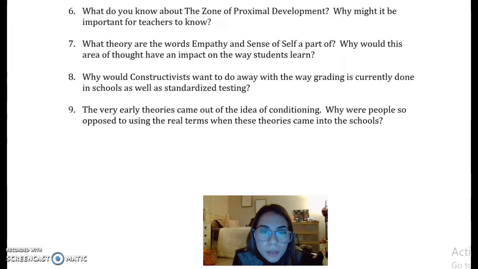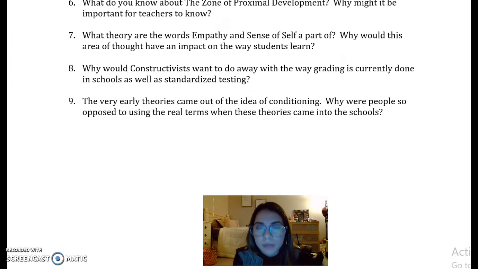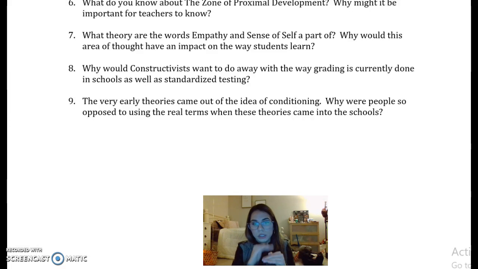What theory are the words empathy and sense of self part of? That is social emotional development. Why does this area have impact on the way students learn? Because if you don't have a basis for their emotion, that foundation, then let's say they're going through all these critical social emotional problems, they're not able to further their education, their academics, their learning. So that's a very crucial stage.